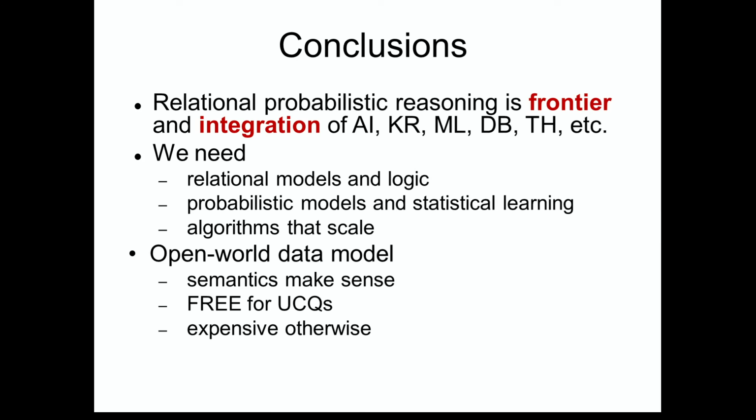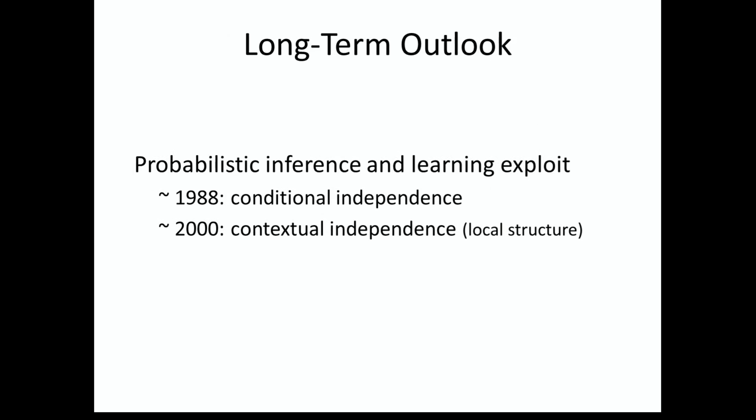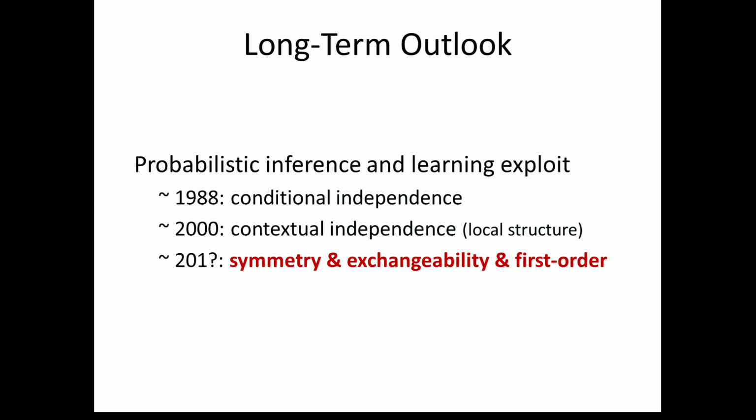I think relational probabilistic reasoning is very interesting because it combines all of us here. And you cannot argue with the need for relational models, probability, statistical machine learning, and also scalability. For specifically the open world data model, I think it makes sense because it matches what people use in practice, how they use their knowledge graphs. You get free open world query evaluation for UCQs, but if you have negation in your query, it gets very expensive. And then finally, this is kind of the history of probabilistic reasoning in AI, at least. Conditional independence speeds up your inference exponentially. Contextual independence, local structure, SAT solving techniques speed up your probabilistic reasoning exponentially. And then I hope by the end of the decade, we'll all agree that symmetry and exchangeability does the same for you. And I think multiple people are looking at that direction as a property. So thank you.